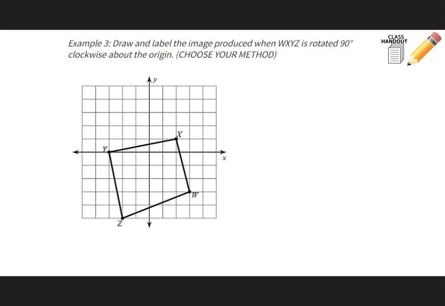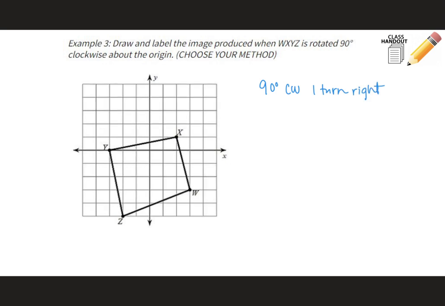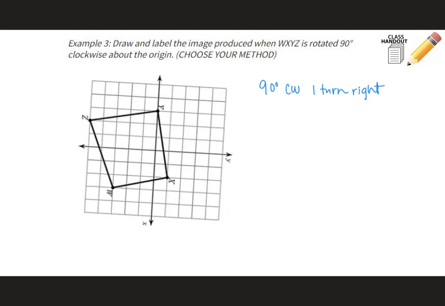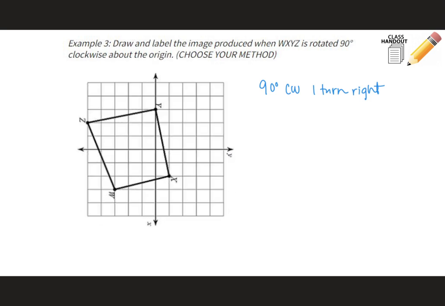All right, here's one more example. So we're rotating 90 degrees clockwise, which is going to be 1 turn to the right. And since the patty paper method doesn't work too great on the iPad, I'm going to go ahead and do the coordinate points method. So what I'm going to do is I'm going to take my graph and I'm going to turn it 90 degrees clockwise. So that's going to be 1 turn to the right. And then I'm going to write down my new coordinates.